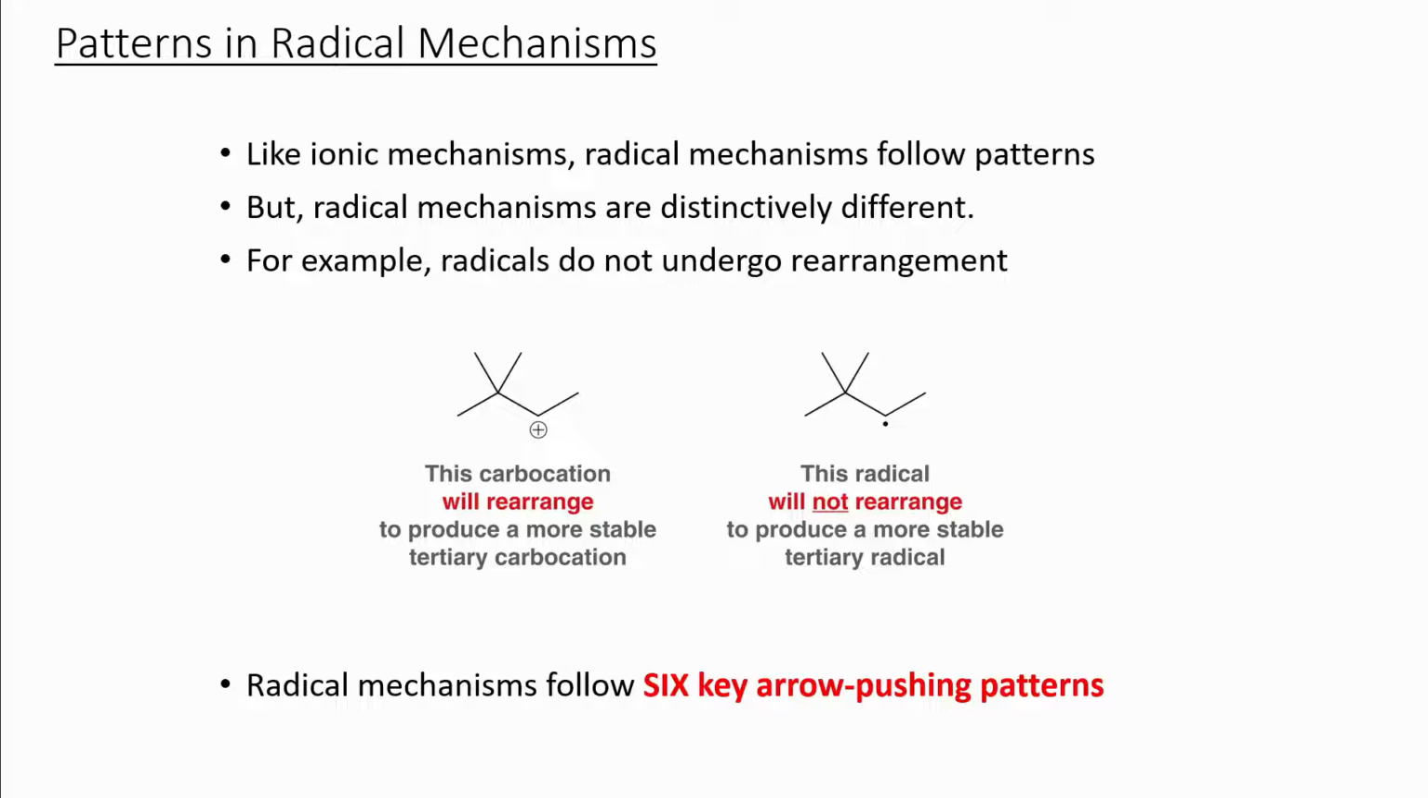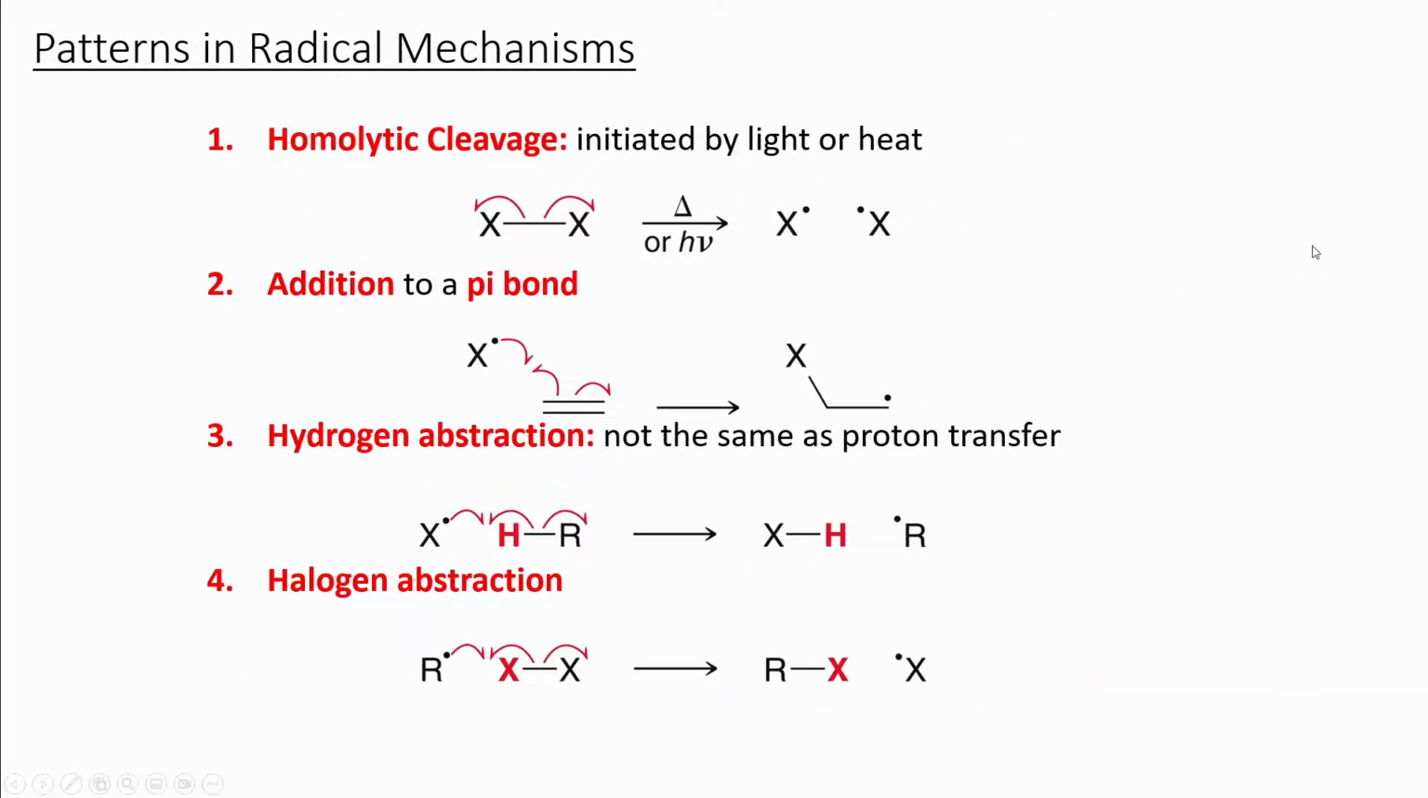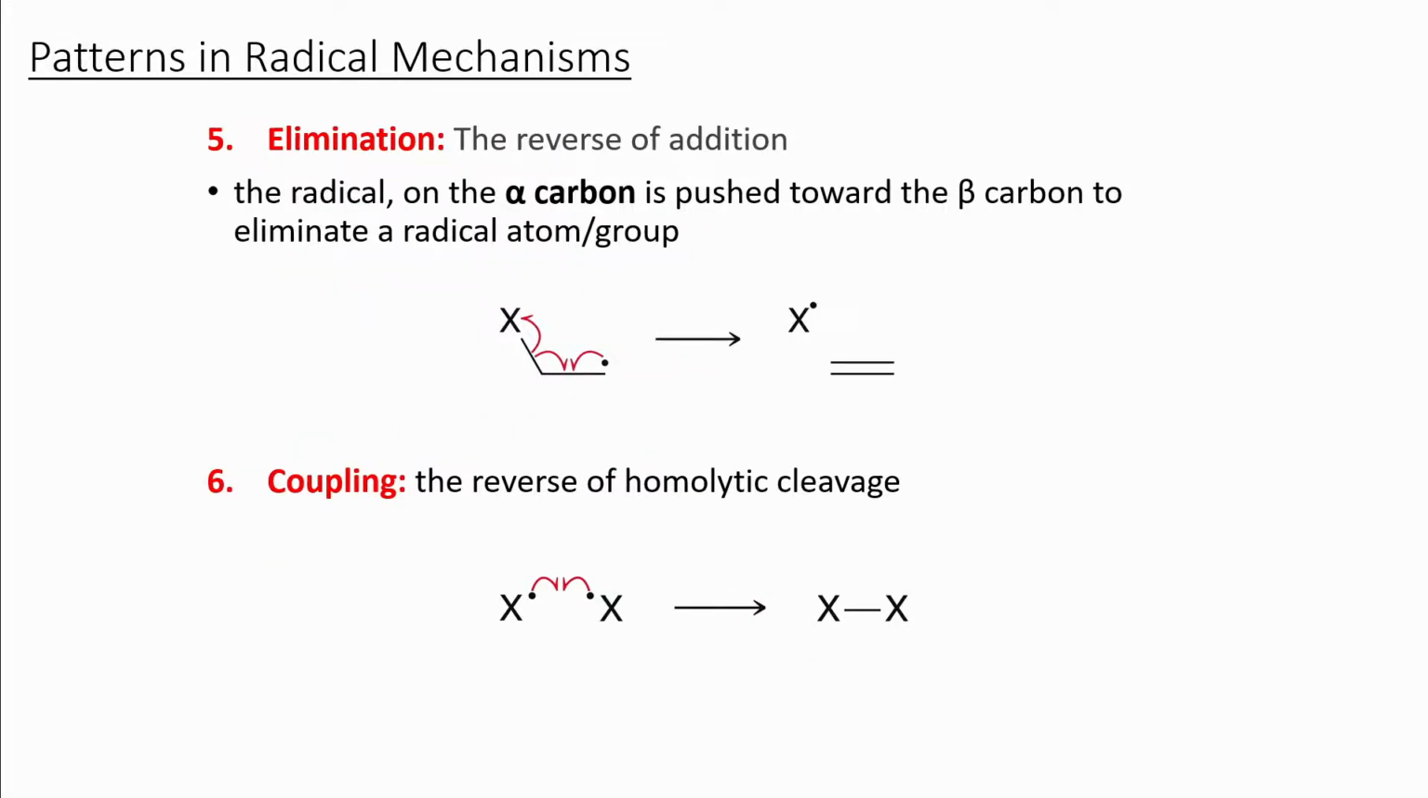Next, we will look at some of the patterns in the radical mechanisms. These are the different ways that electrons can move around with regards to radicals. Similar to carbocations, we will have some distinct patterns, but the patterns will be different than the patterns we learned for carbocations. The patterns are as follows: homolytic bond cleavage, addition to a pi bond, hydrogen abstraction, halogen abstraction, elimination, and coupling. Over the next few slides, we'll go through each of these patterns.